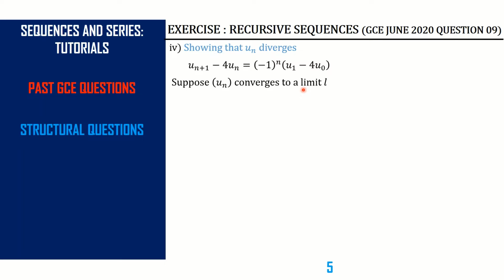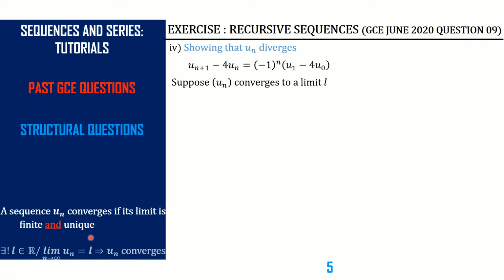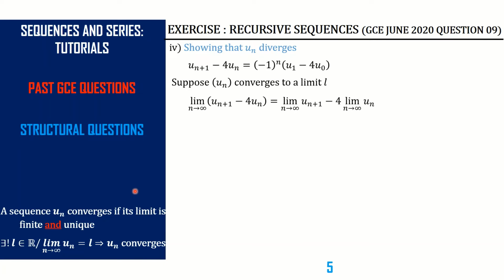Proving that it is impossible for it to converge, whereas supposing that it converges creates a contradiction. So a sequence un converges if its limit is finite and unique. Mathematically, we mean that if there exists a unique limit in the set of real numbers such that the limit of the sequence un is equal to that value, then the sequence un converges.